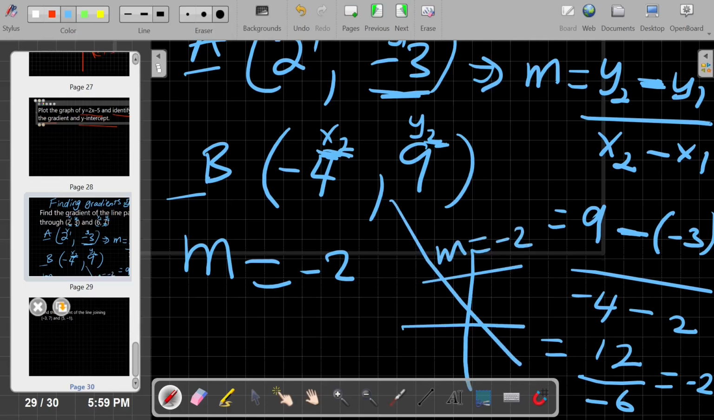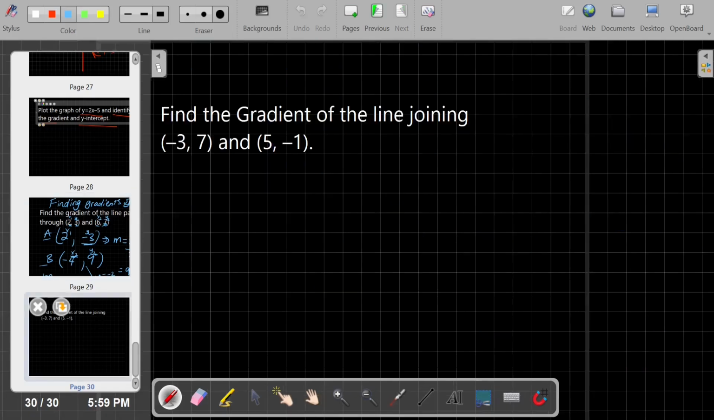Why don't you go ahead and try to do this question? Find the gradient of the line that is joining -3 and 7, and of course 5 and -1. Do let me know if you're able to get it. Otherwise, pause the video and compare your solutions to mine.